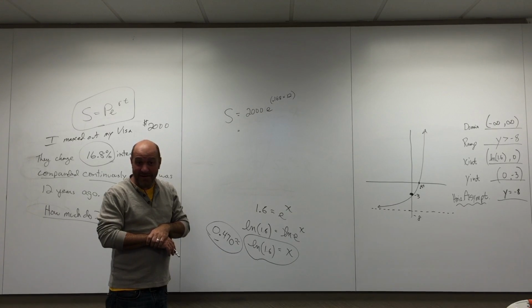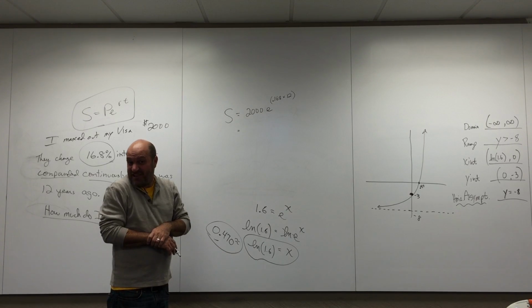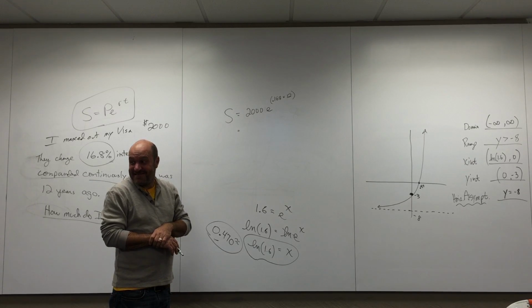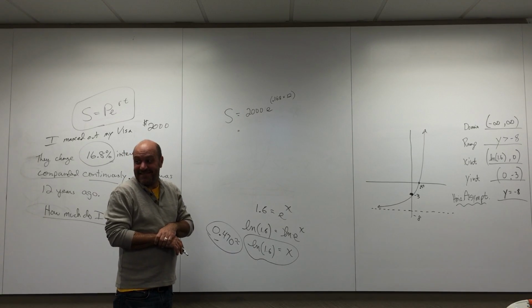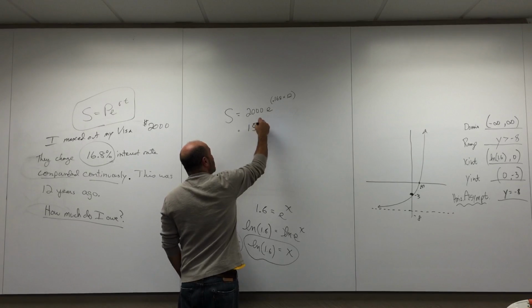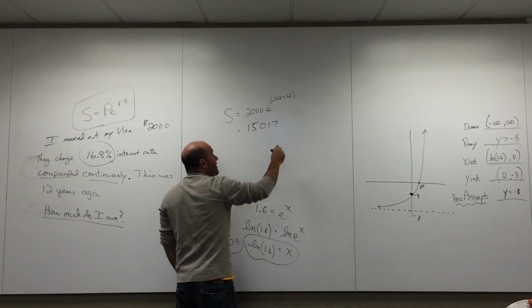$100,000. It's not too much. How much is it? 15,000? That's all? That's 17. $15,017. Okay, that's not bad. I could probably negotiate with them somehow.